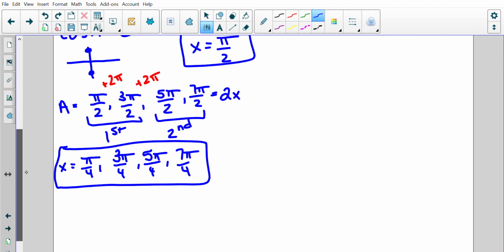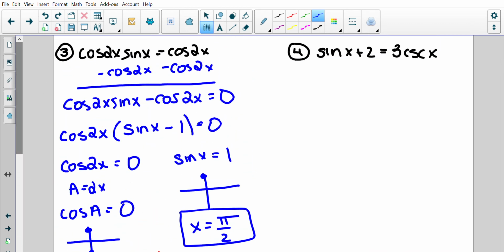Okay, so moving along to number 4. So this is kind of just going back to a normal type of problem because our angles are just like 1x. So this doesn't really have to do with double angle or triple angles, but it's a good exercise to review from day 1. So we're given sine x plus 2 equals 3 cosecant x. And again, not great to have two different trig functions here. But remember, cosecant in the numerator is the same thing as sine in the denominator. So I'm going to rewrite this equation as sine x plus 2 equals 3 divided by sine x, because that's really the same thing.